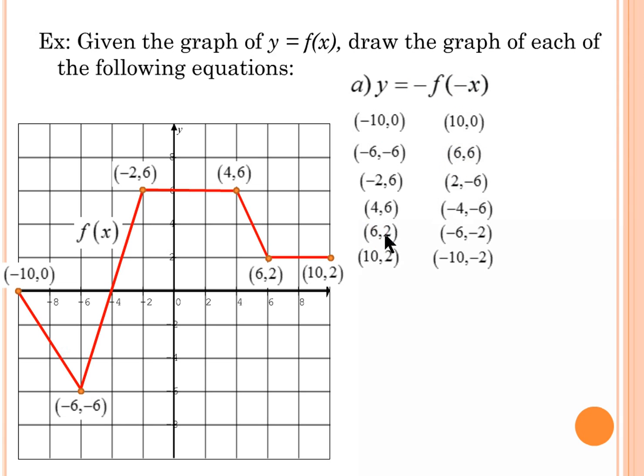If I have the point 6 comma 2 here and apply this transformation, this negative sign, then the 2 will become negative 2, and this positive 6 will become negative after I apply this horizontal reflection right there.